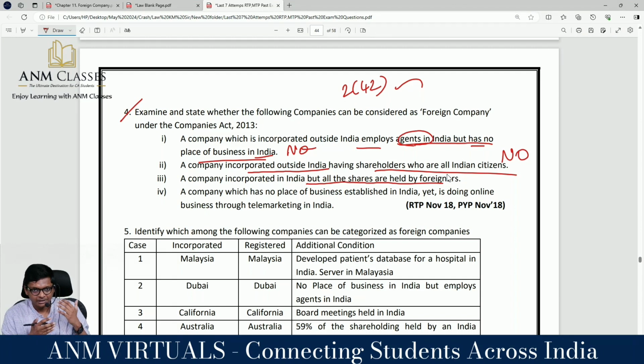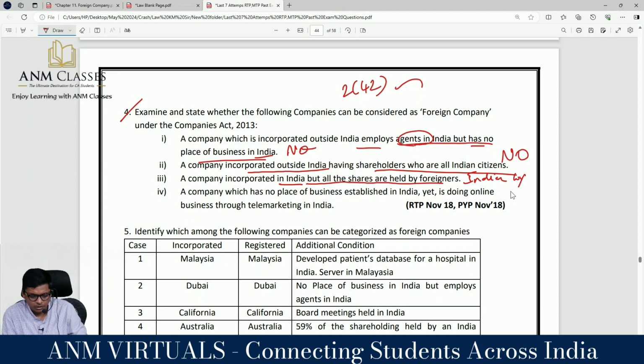Confusing questions, guys. So I told you, questions are going to be little higher order thinking questions, but still we are able to answer. A company incorporated in India, that's it. You don't have to worry about this chapter. This becomes an Indian company from day one.